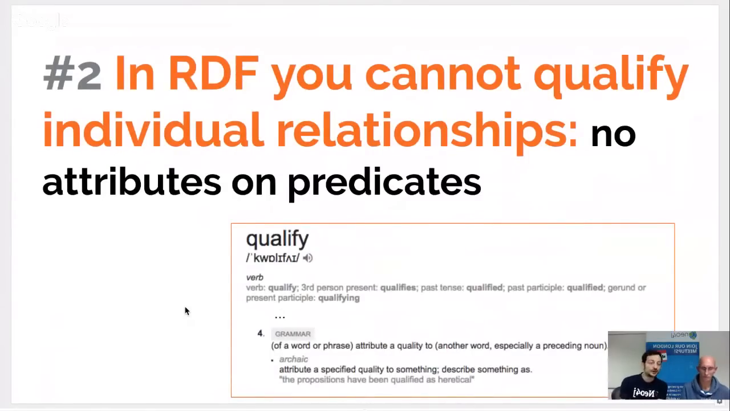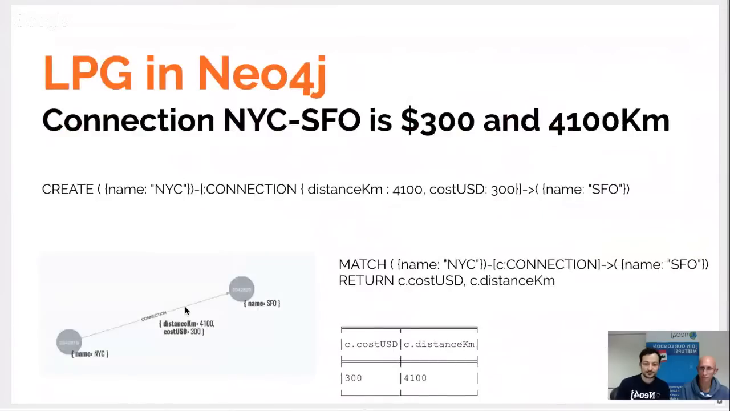Since you can't identify them uniquely, you can't qualify them. By qualifying, I mean adding a description to it. I can't add attributes to it. So let's look at an example. We want to model the connection between New York and San Francisco and add attributes to it, properties. We want to say that there's a connection between these 2 cities. Maybe there's multiple connections, but one of them is through flying, and it takes this number of kilometers and has this cost. Maybe there's another connection through another means of transport, but you want to have the same type of relationship between the 2 and add attributes to it.